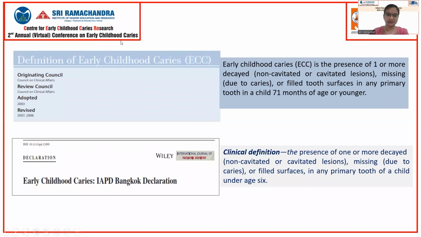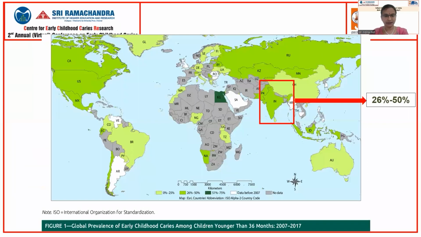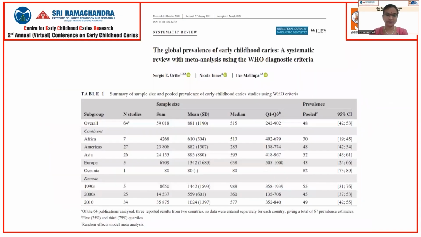Early childhood caries is the presence of one or more decayed, cavitated or non-cavitated, missing due to caries, and filled surfaces in any primary teeth of a child under age 6. The prevalence of early childhood caries is spread across the globe. The prevalence ranges from less than 25% to more than 75%.